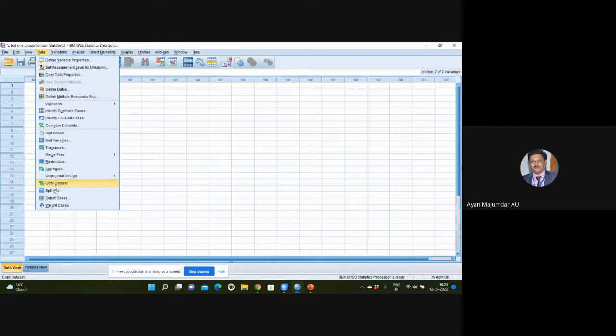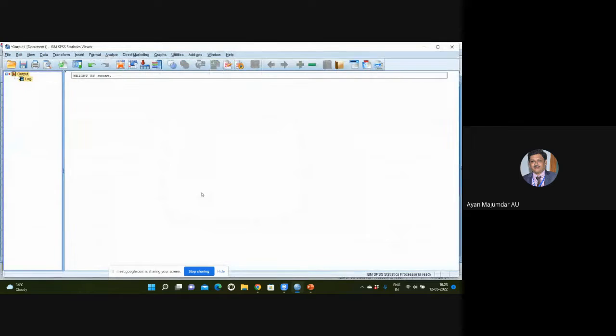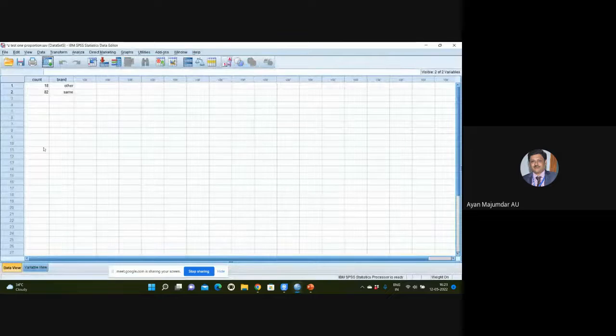Data, weight cases, select weight cases by, transfer your count. Press OK. Again, go to analyze.